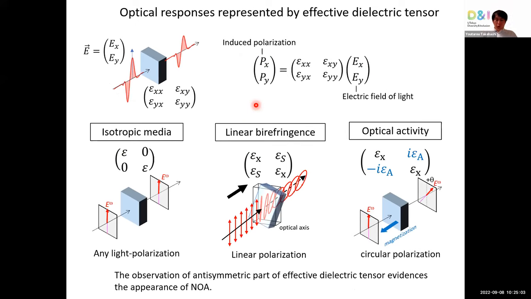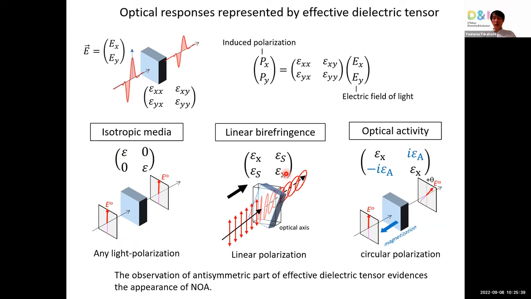To get more convincing evidence of the appearance of natural optical activity, we use a dielectric tensor. This dielectric tensor expresses the induced polarization by the electric field of light. If you have an isotropic medium, this tensor only has diagonal components, and all polarization is parallel to the field. So there is no optical rotation.